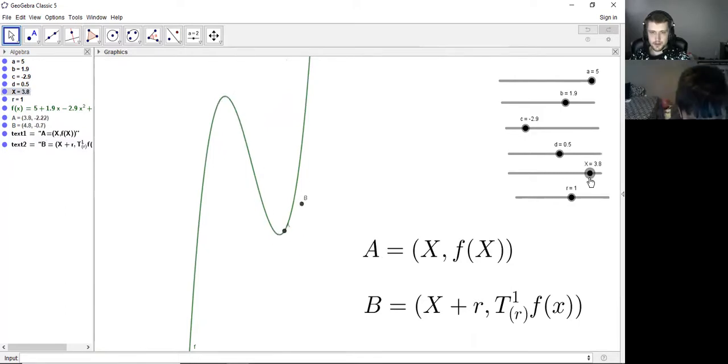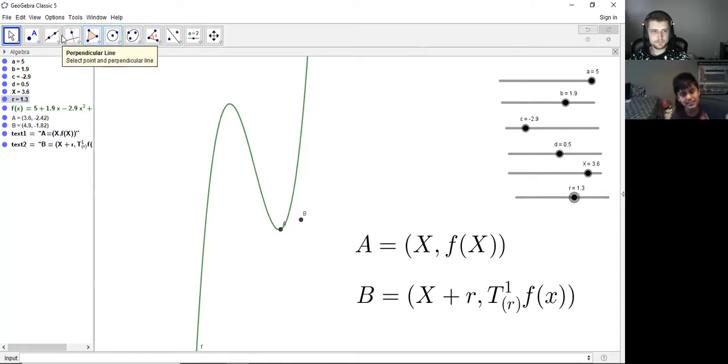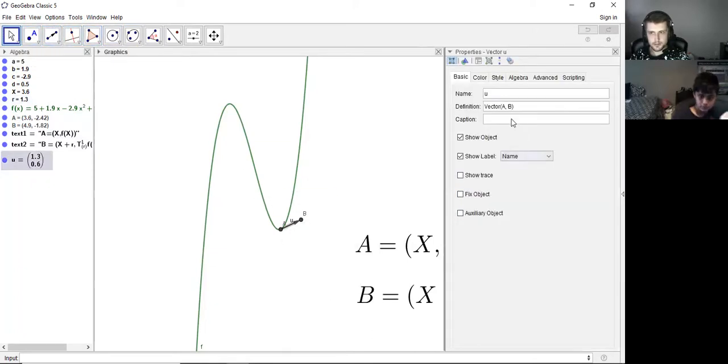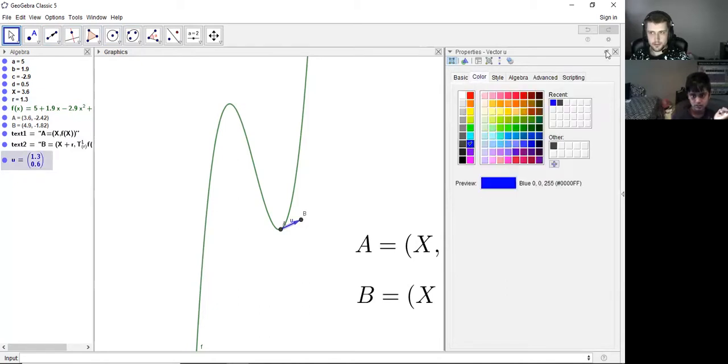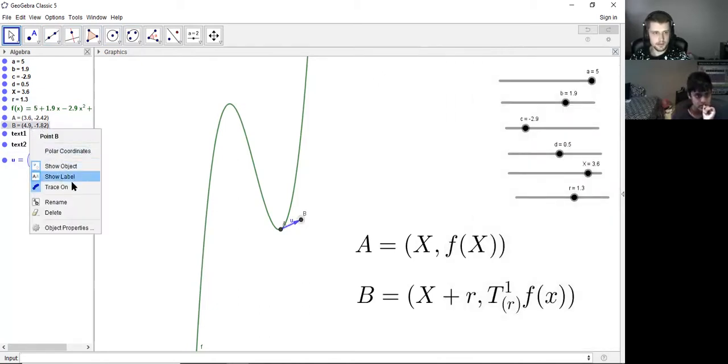Well, what happens when r gets smaller? When r is 0, then it's on the graph, right? So let's hold it here and let's have r move back and forth. What happens to B? It goes in a line. Let me turn on the trace of this line. What line is that? It's the tangent line. How about I make this vector right here blue, the vector between A and B? That will be blue. Okay, and then let's turn off the trace of B.